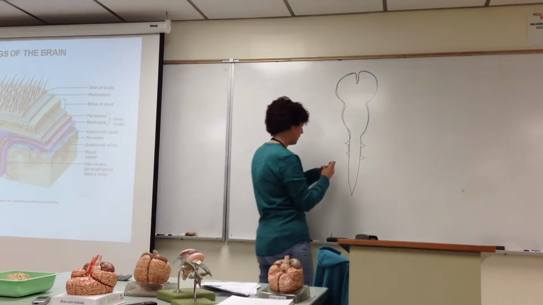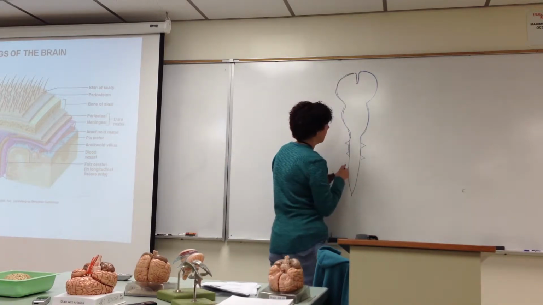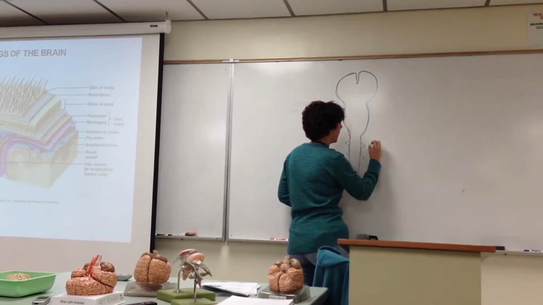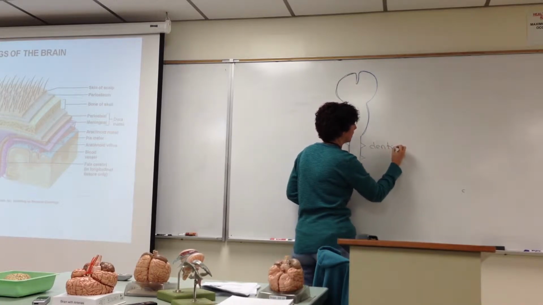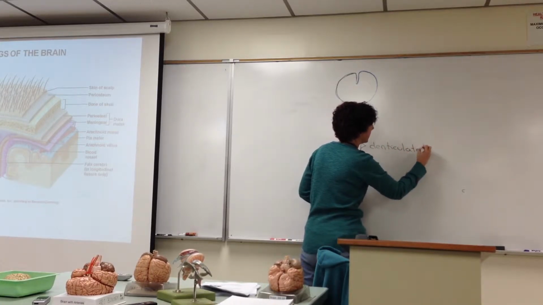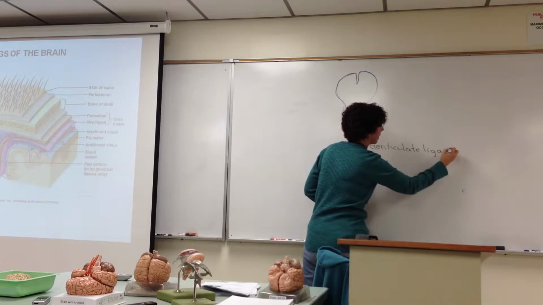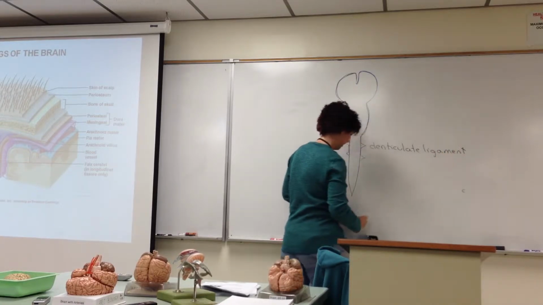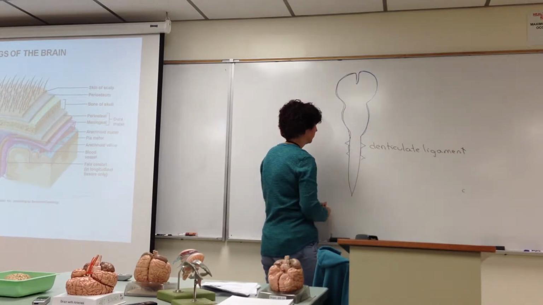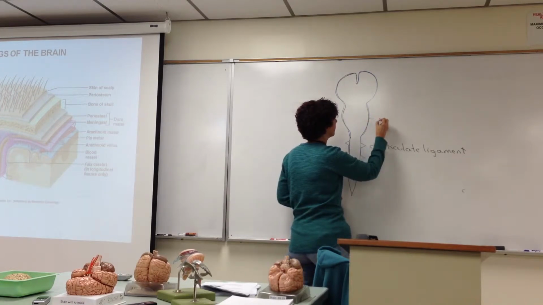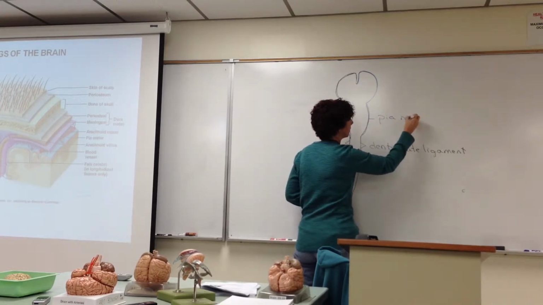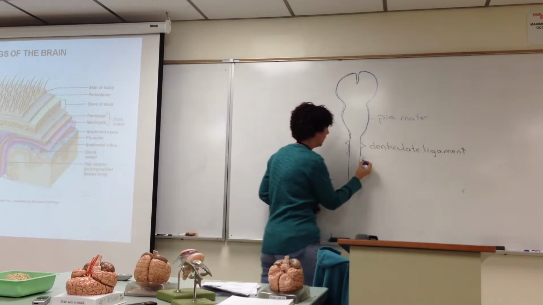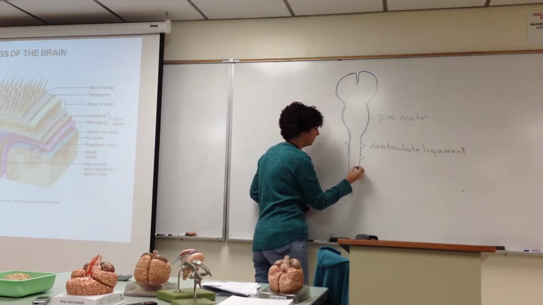And so where these are pulled out, the pia mater is identified as a denticulate ligament. And again, that's only along the spinal cord.